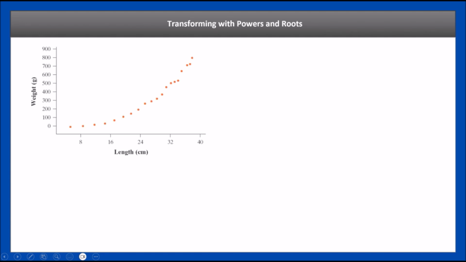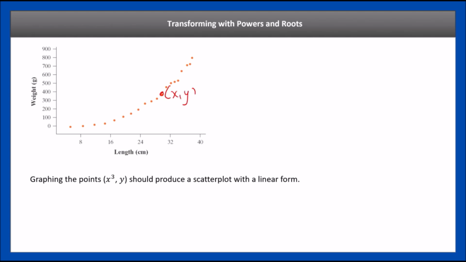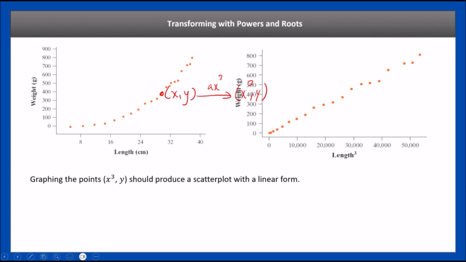All right, so we're going to take the traditional weight and length. This is the original data, which we know follows a cubic model, and we're going to graph the points x cubed and y. We're going to take each of these points x, y and transform it using the cubic model, the ax to the third model, and say x cubed, y. That transformation should give us a graph that is approximately linear. You can see that from the data.